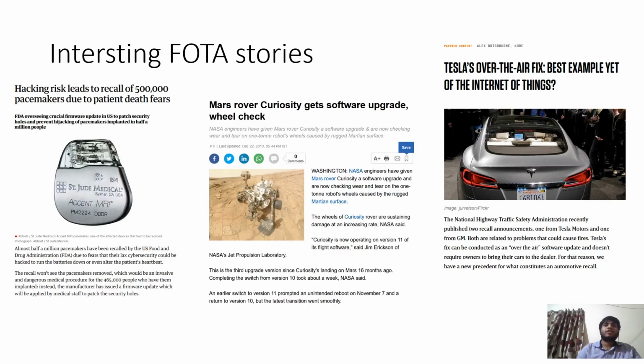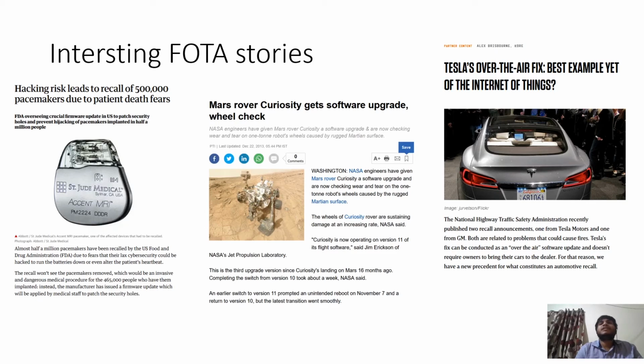Even in the past, we have seen some interesting FOTA stories that saved a lot of money and a lot of work as well. The most important one is updating the traction control algorithm of the Curiosity rover on the Martian surface. It is millions of miles away from us, and the way we could update the firmware in it is very fascinating.